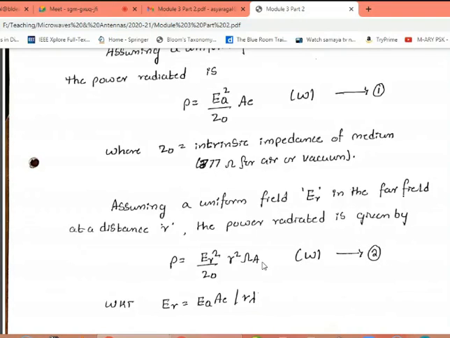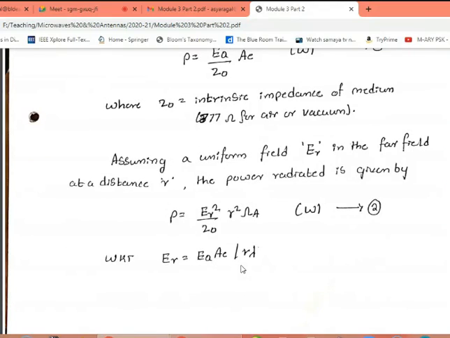This is how the power radiated at a far distance R, with a uniform field through the beam area, would be written as E_R squared into R squared into beam area divided by Z naught. We know that the electric field at a far distance is equal to the electric field of a particular aperture, effective aperture, divided by the distance into the wavelength. This is the standard equation: E_R is equal to E_A into A_E divided by R into lambda.